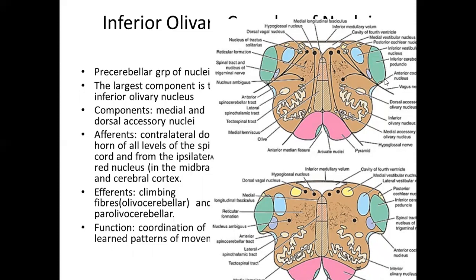parolivocerebellar fibers. Now, the main function of this olivary nuclear complex is to produce coordination of the learned patterns of your movement, so that if you have learned to write nicely, you can write in a well coordinated manner. This is remembered by these climbing fibers, right? You will read about it in detail in cerebellum.